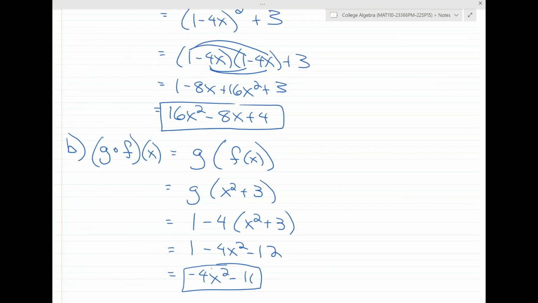It's just like 1 minus 4 times what's in the parentheses. So the whole idea is that you're replacing x with whatever's in parentheses. So instead of x, you write whatever was inside the parentheses. Does that make sense? The whole idea is you're replacing. Let's get the idea with this.